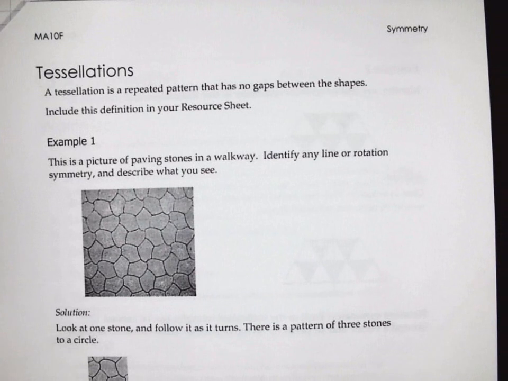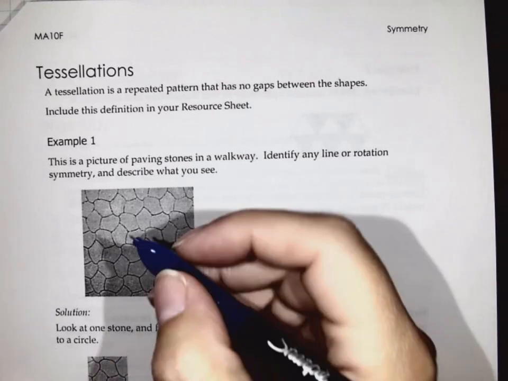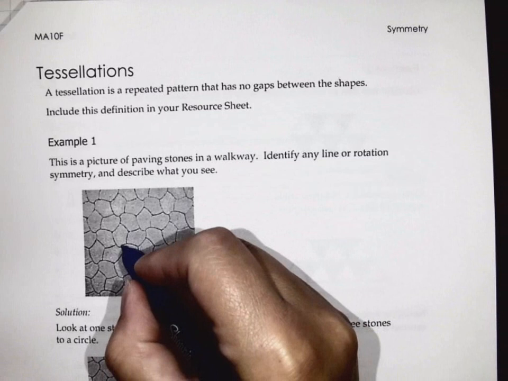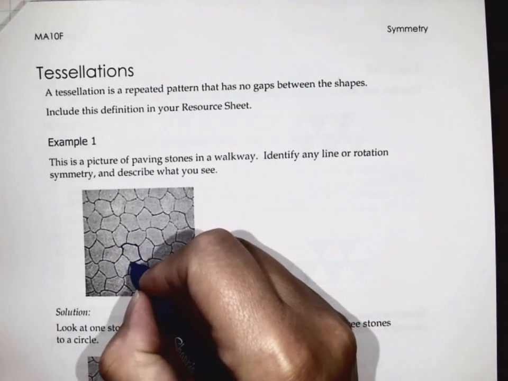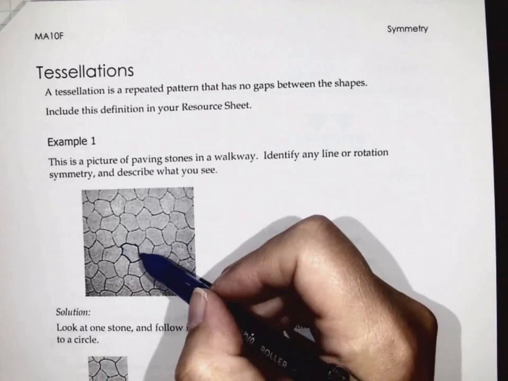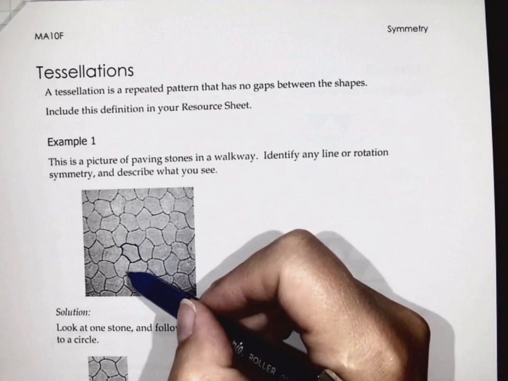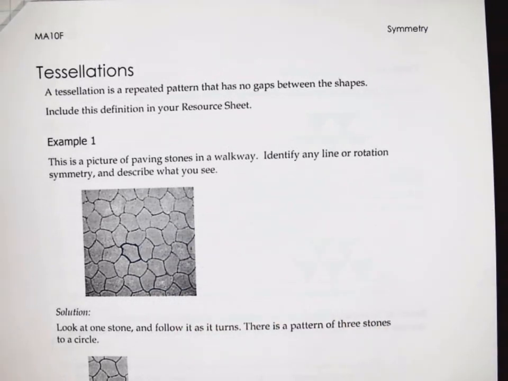So tessellations, like I said, is that repeated pattern, and it has no gaps in between the shapes, so it's kind of interlocking. So if we look at the paving stones in a walkway, identifying any line or rotational symmetry that you see, this one is really hard. But if you look at all these shapes, you take your pen and you trace it around, all these shapes are the exact same shape. They're just a little rotated to fit together.